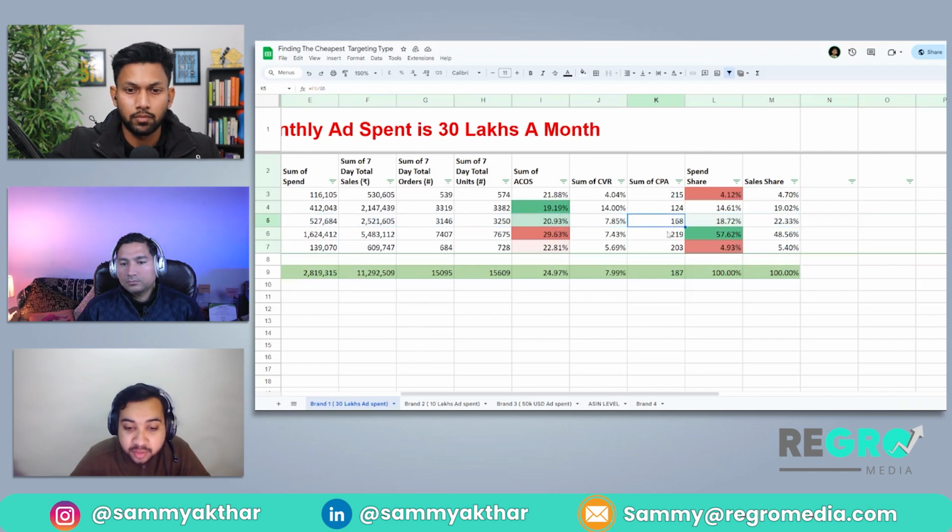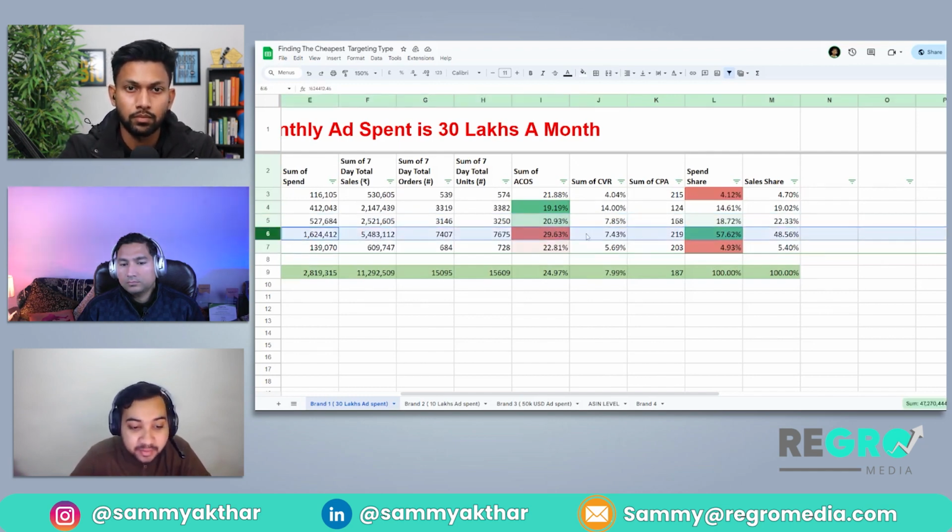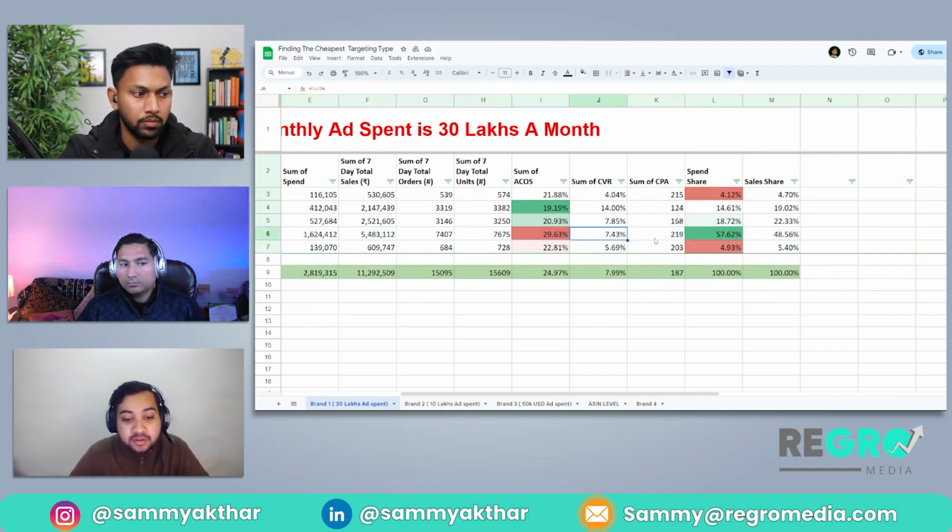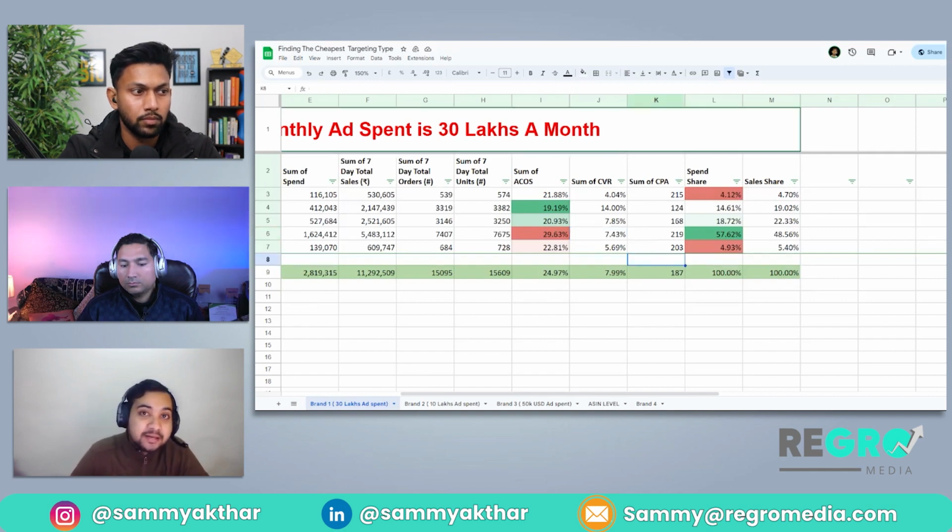Just look at the cost per acquisition. We have the highest CPA in the exact match type, regardless of the fact that we are spending most of the budget on it and generating most of the sales through it. So this is something that we really need to act on, because determining when to use a certain match type is really, really hard for the sellers sometimes.